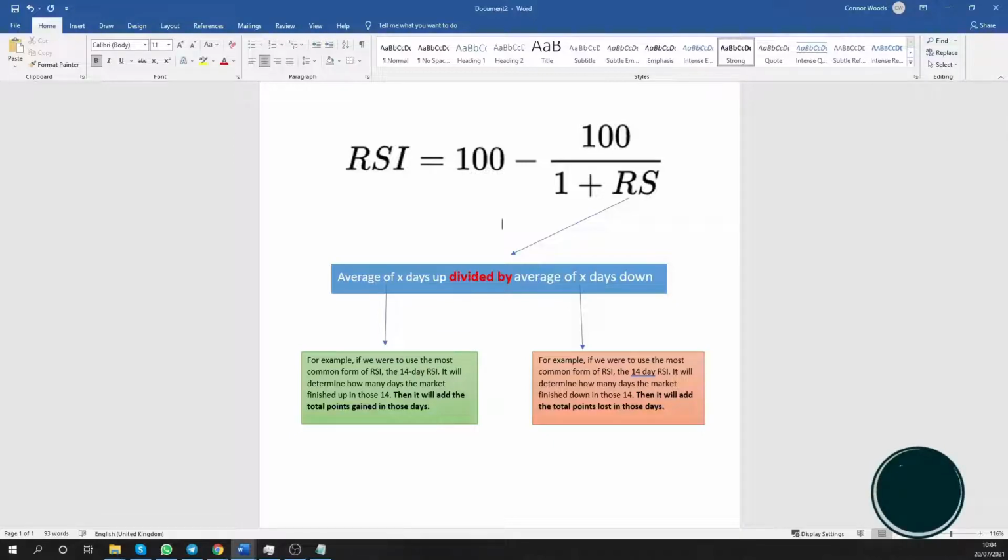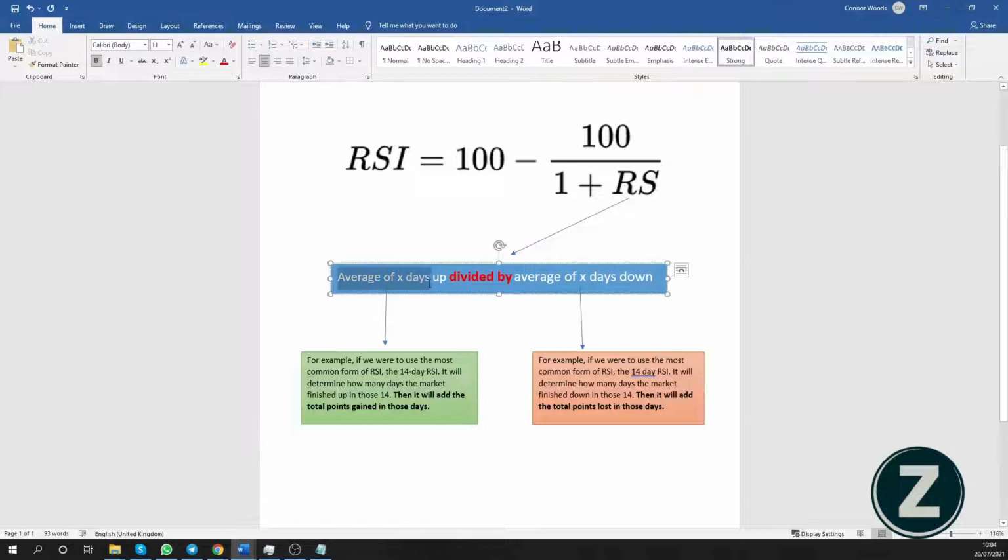Okay then, for those of you who are interested in the math behind the formula, I'm just going to quickly show you how the RSI is calculated. Now it comes out as a percentage, so the RSI is equal to 100 minus 100 over 1 plus RS. The trickiest part of this formula is the RS part, which is this part here. So RS is equal to the average of X days up divided by the average of X days down. That probably still doesn't mean too much to you, which is absolutely fine. It didn't mean much to me when I first looked at it either. So I've split up each part of how to calculate RS for you.